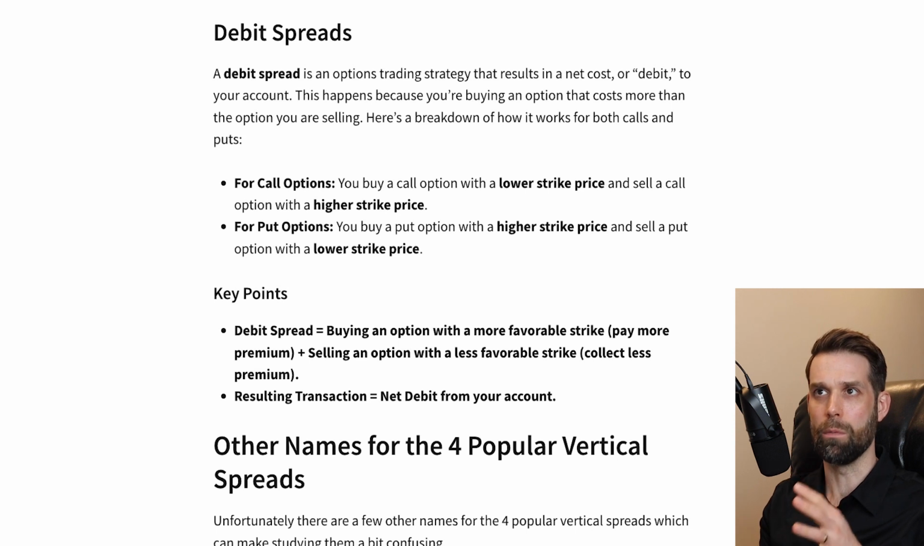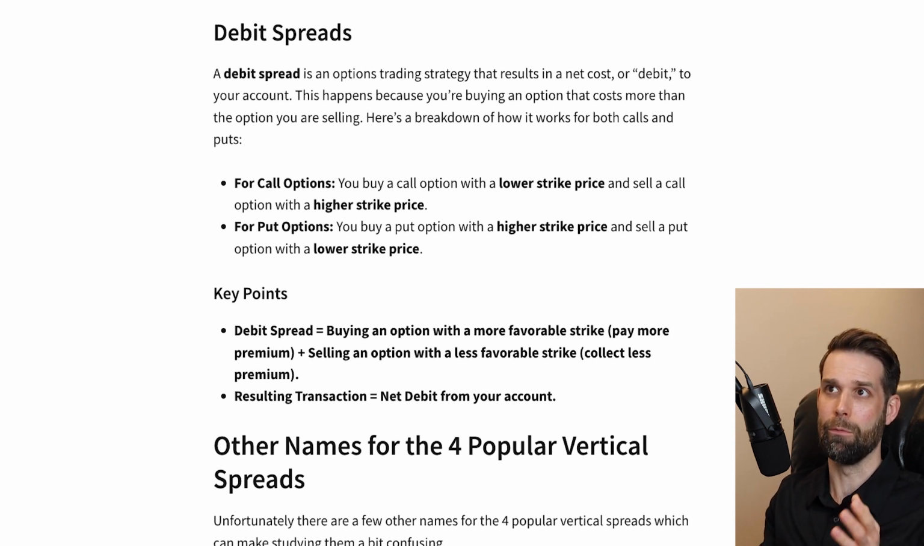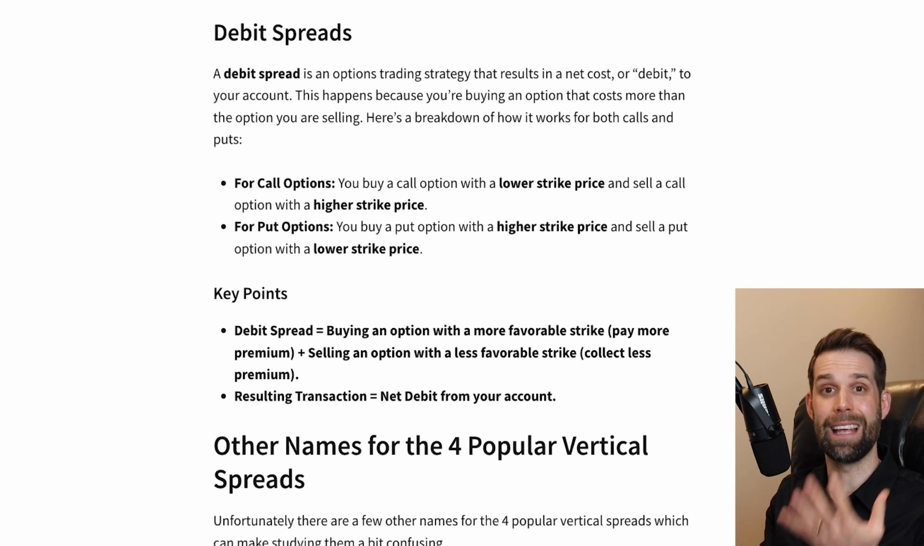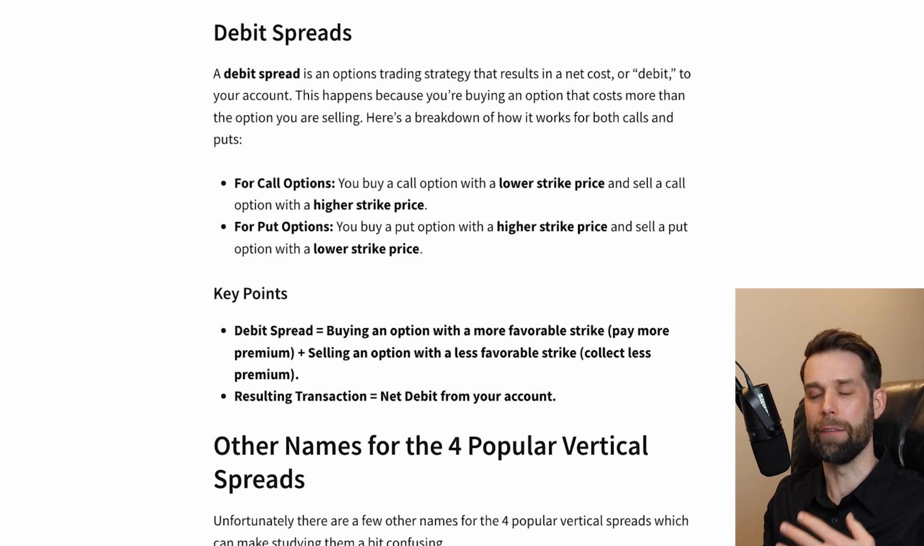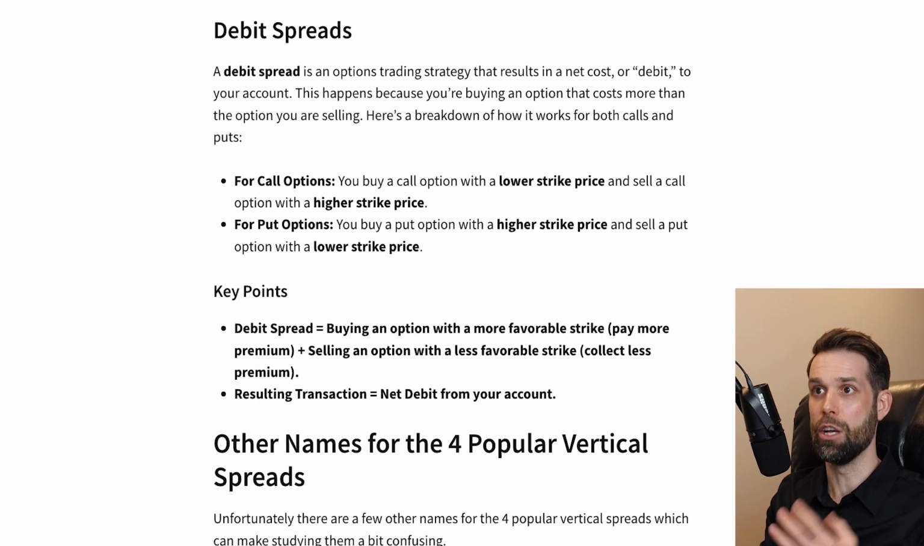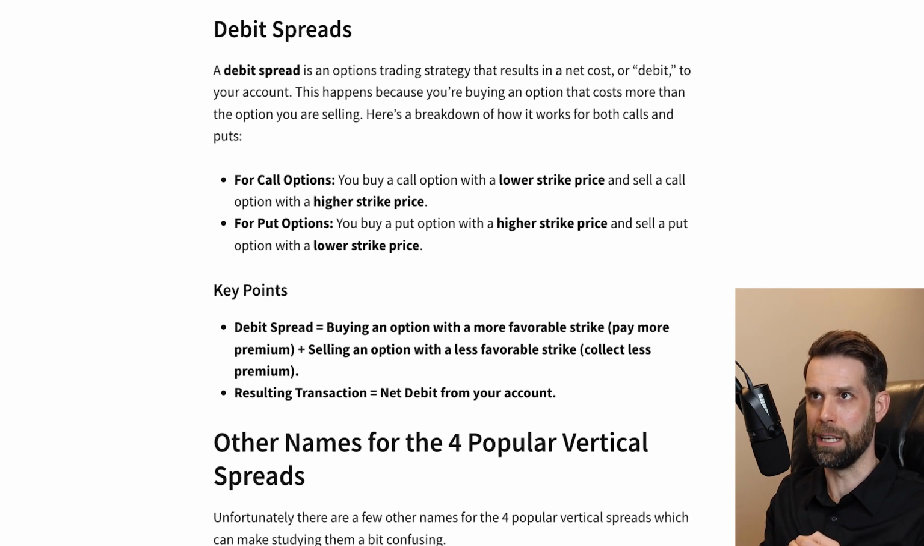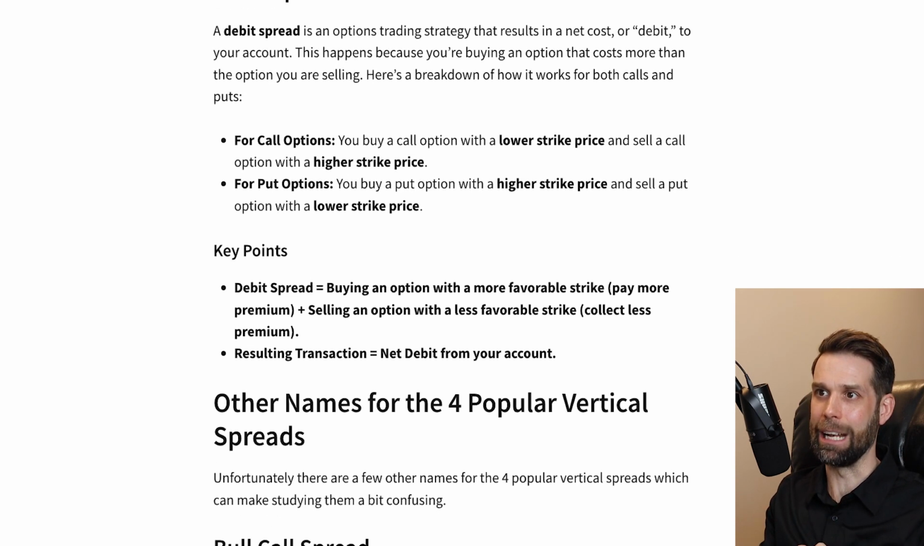So a little bit, hopefully you didn't get confused even more with my explanation there in regards to credits and debits, but that's the best way that I was able to come around and clearly understand those different spreads, debit and credit spreads.